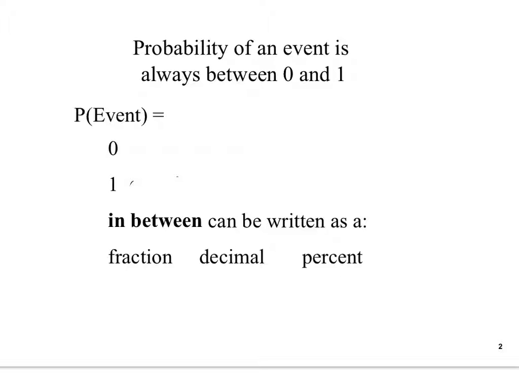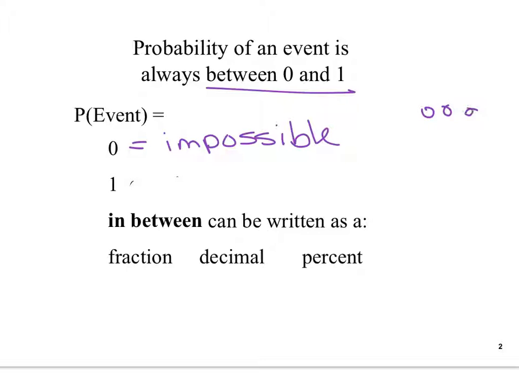With probability, there's a few things you need to know. First, the probability of an event is always between 0 and 1. Always. The probability of the event always equals 0 if the event is impossible. So if you have a bunch of purple marbles in a bag, what's the probability of getting a red? Well, it's impossible. They're all purple.